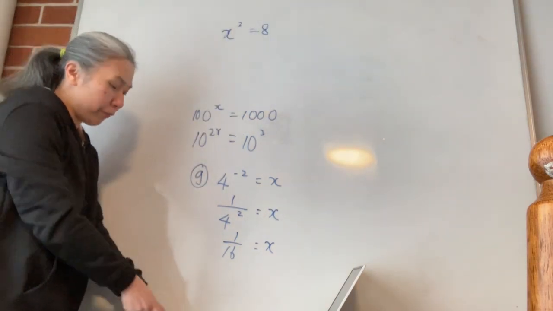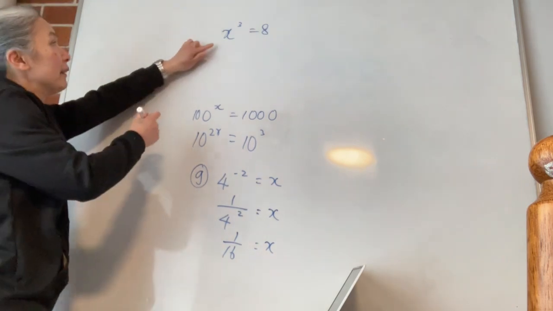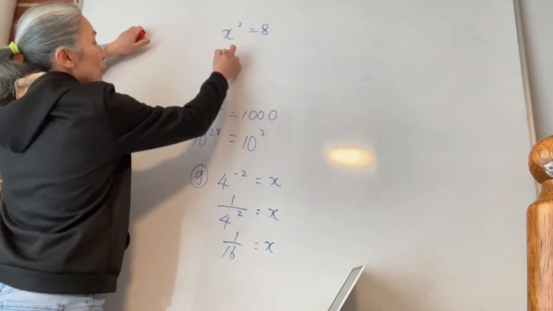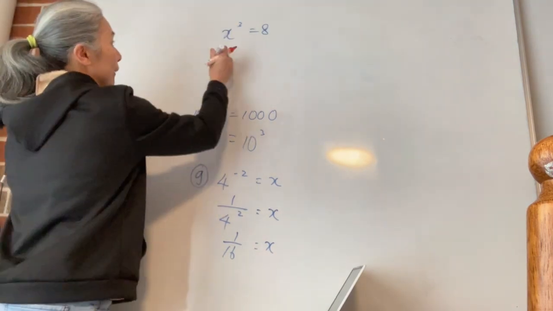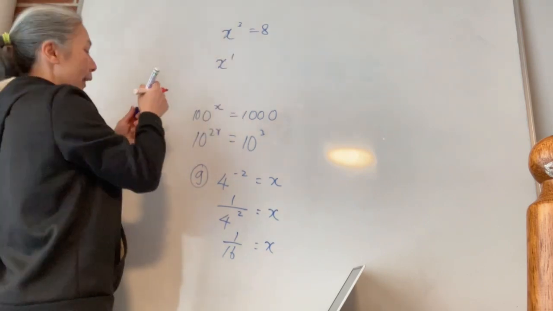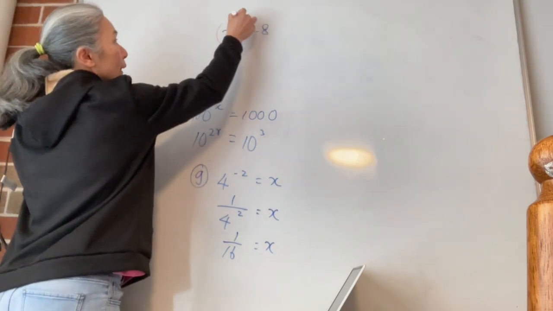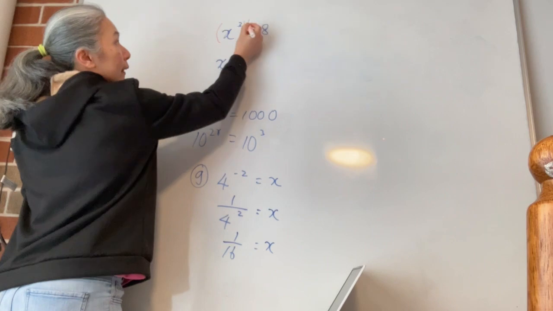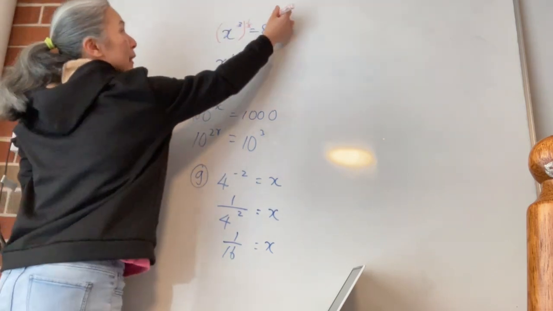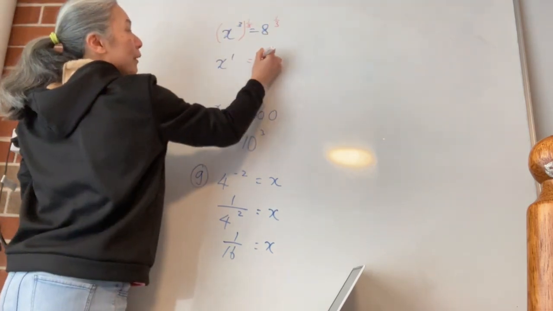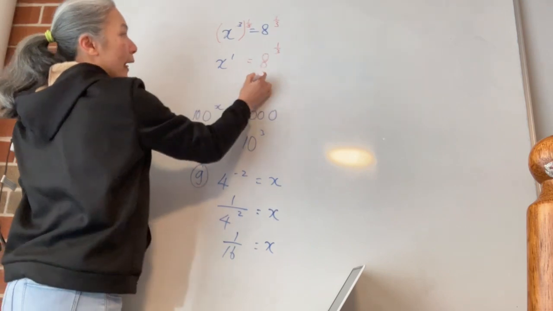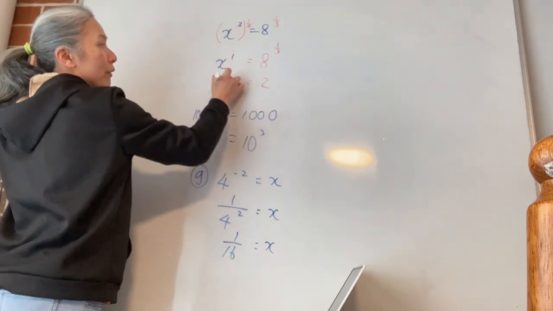To get rid of this 3, this is a method I want you to learn. To get rid of that 3, you want it to be x to the power of 1. So from 3 to get to 1, I multiply it by a third, so they cross out. I do the same thing with this side. So it will be 8 to the power of a third, and you put it in the calculator, it's going to give you 2.